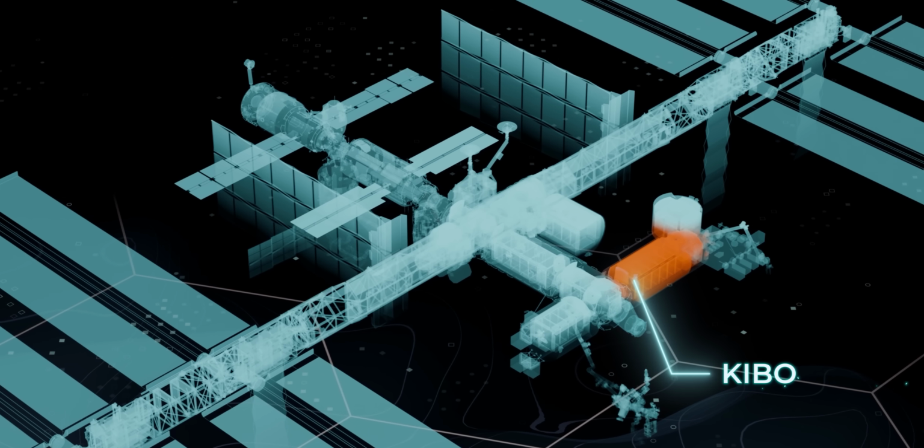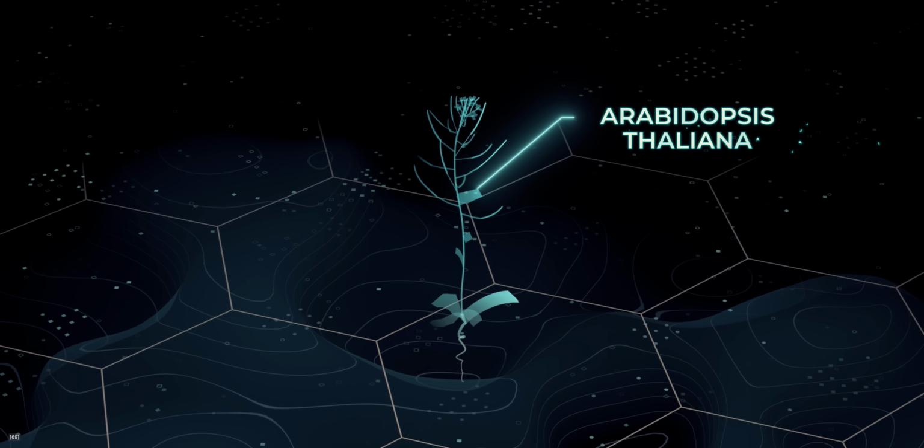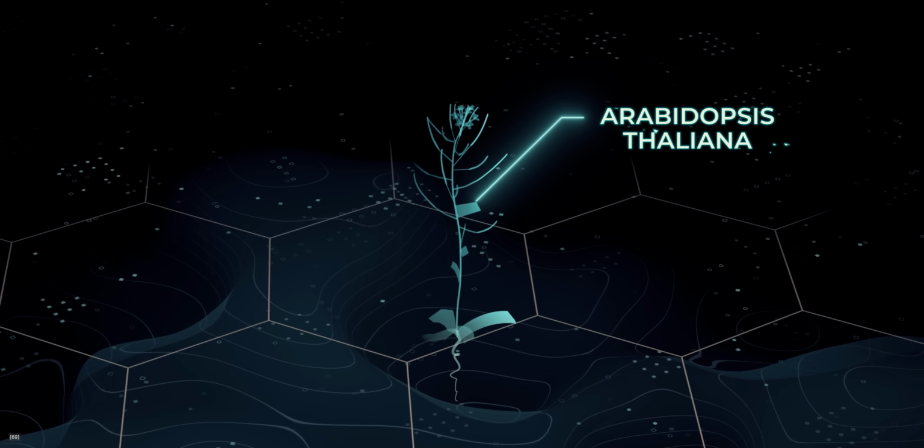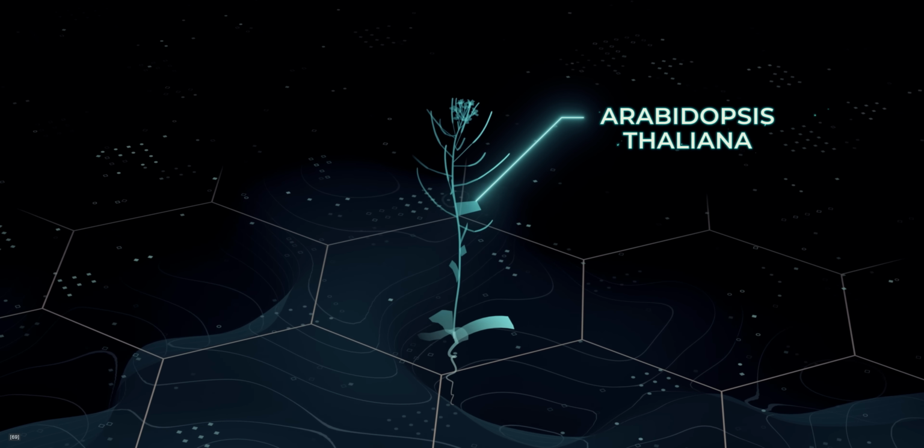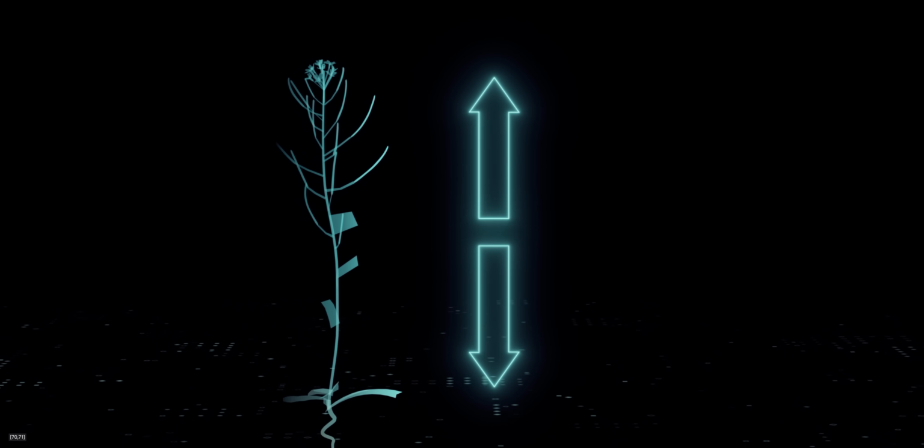Next stop, plants. This little weed is Arabidopsis thaliana, also known as thale cress or mouse ear cress, an inconspicuous species on Earth, but a star up here in space. Plants usually exhibit growth responses to light and gravity. But in orbit, gravity disappears.